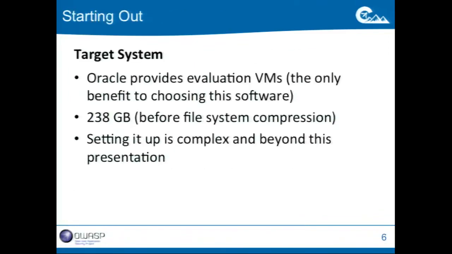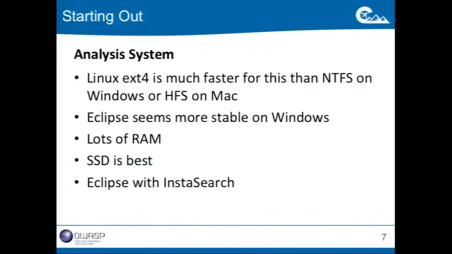But there's some good things about it that make it suited for a presentation. Oracle provides evaluation VMs that you can download from their website. When they're uncompressed, a single VM is 238 gigabytes. That's the one that's running. It uses file system compression, so it's not quite that large on my disk. Setting these VMs up is rather complicated. I'm not going to go into that at all. I just want to focus on the penetration testing aspects.